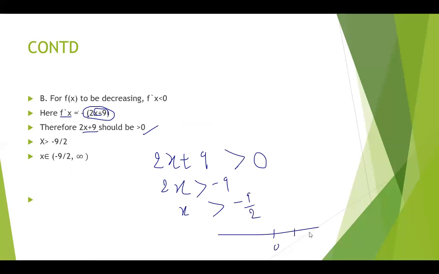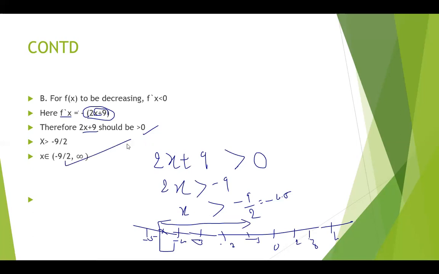0, 1, 2, 3, 4 here. Here minus 1, minus 2, minus 3, minus 4. Here minus 5. Minus 9 by 2 means it is approximately minus 4.5. Minus 4.5 is here. X is greater than this, so many values. So I write the range for decreasing as minus 9 by 2 to infinity.